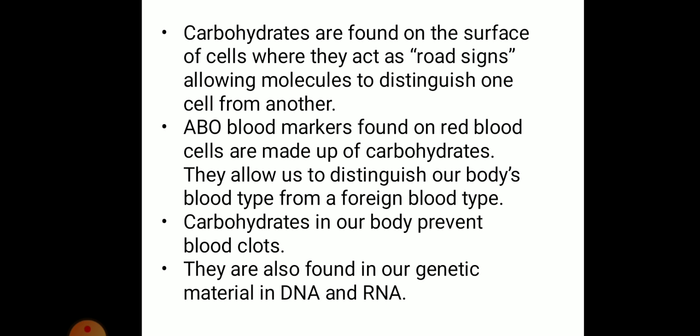ABO blood markers found on RBCs are made up of carbohydrates. Carbohydrates in our body prevent blood clots. Carbohydrates are also found in genetic material like DNA and RNA. They are one of the three components of genetic material.